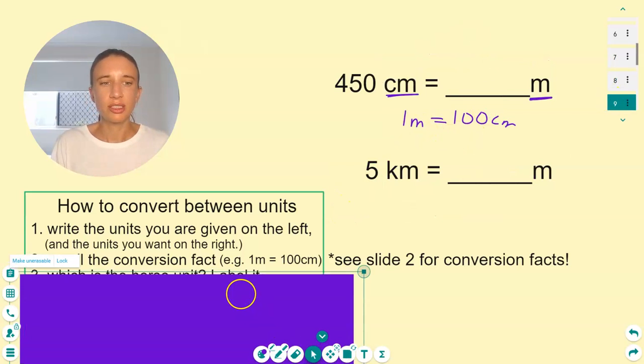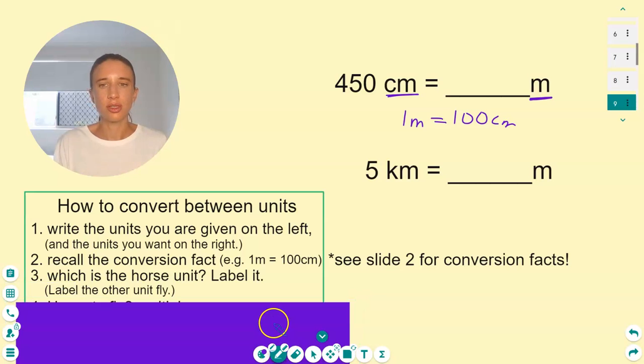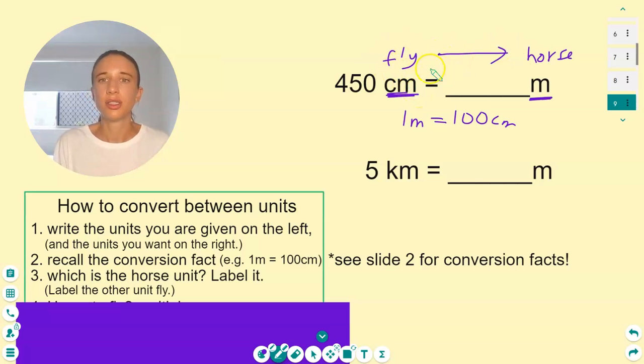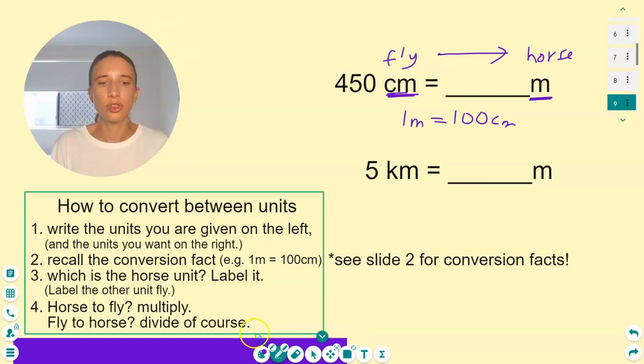We've got our conversion fact, and now the horse unit, of centimeters and meters. So 1 meter, how does that compare to 1 centimeter? Which is the horse? This is the horse. So the other one must be the fly. And then draw your arrow across. Fly to horse, divide, of course. So we're going to divide by this conversion factor. Divide by 100. If we divide, we're making it smaller. Invisible decimal point, move 2 places, since there's 2 zeros in 100.